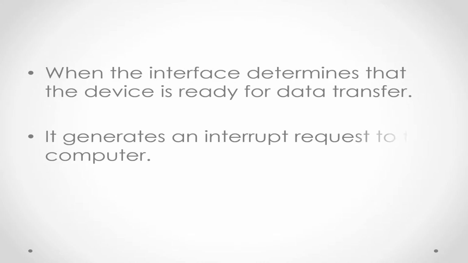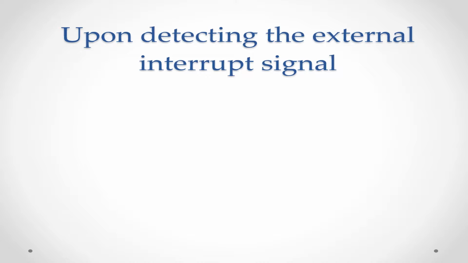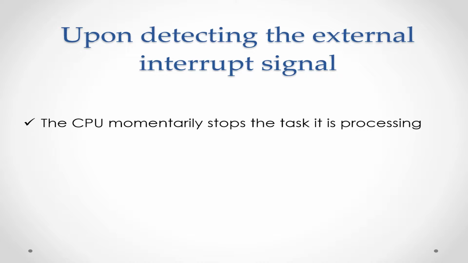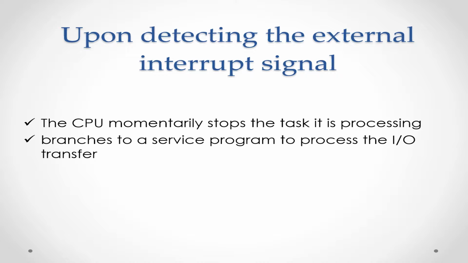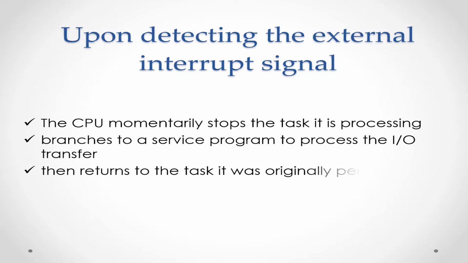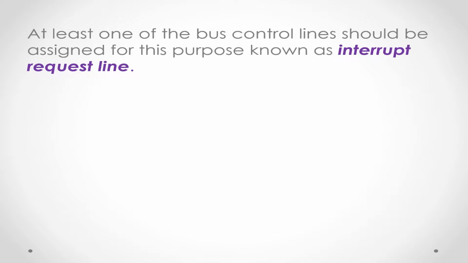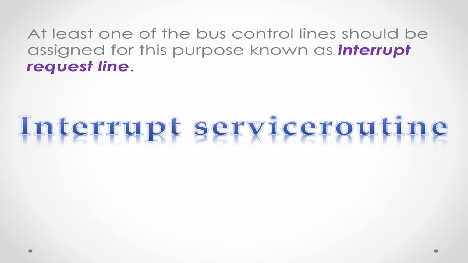When the interface determines that the device is ready for data transfer, it generates an interrupt request to the computer. Upon detecting the external interrupt signal, the CPU momentarily stops the task it is processing, branches to a service program to process the input-output transfer, and then returns to the task it was originally performing. At least one of the bus control lines should be assigned for this purpose, known as interrupt request line. Whenever an interrupt request is initiated, an interrupt service routine is initiated.